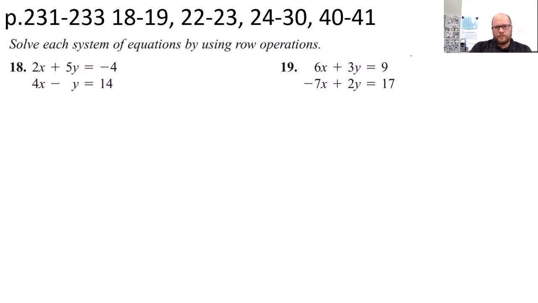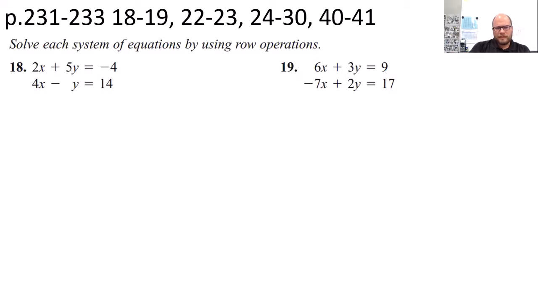Good morning. So I wasn't able to be there today to go over our test review, but again, we do have a lot to cover. So let's take a quick look at the first two questions of the test review. So starting off, this first set was solve each system of equations by using row operations.